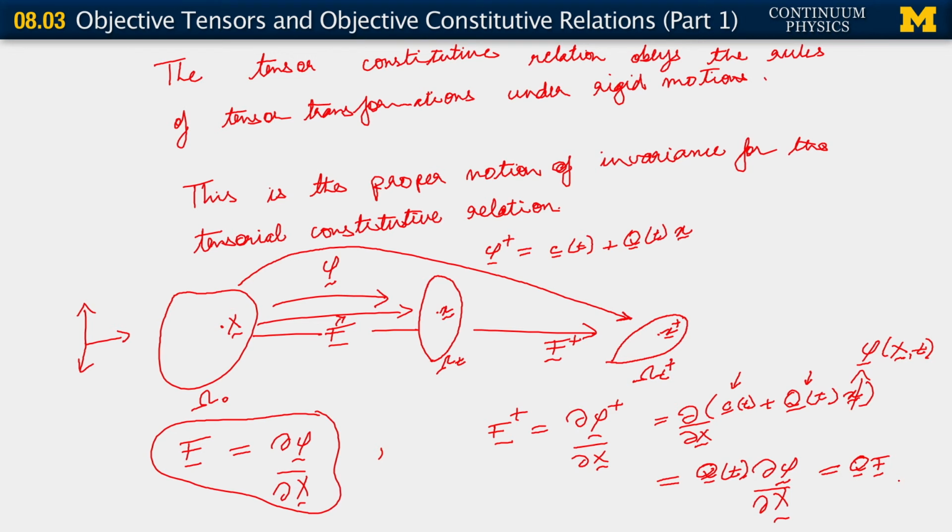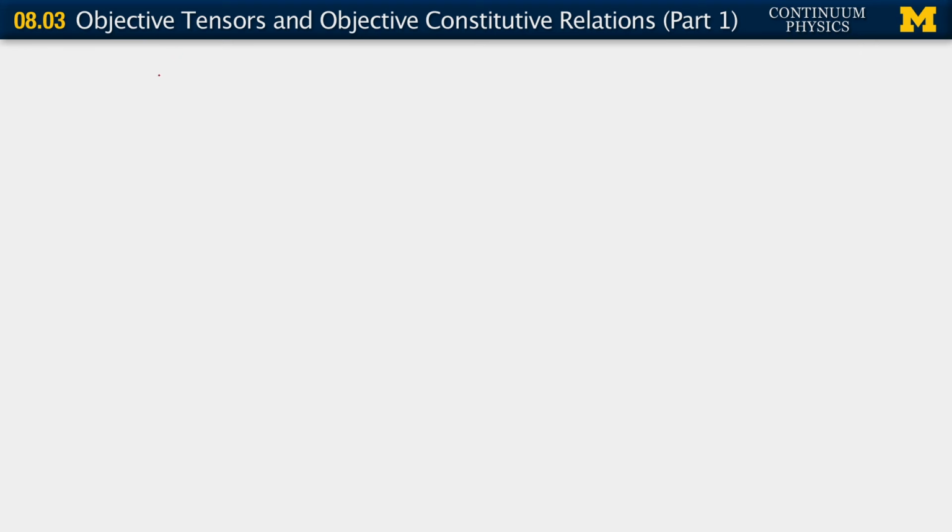So we have F plus for rigid motions is QF. Observe that it is not Q F Q transpose, which is the way objective tensors transform. So this is the proper transformation for the deformation gradient. But what this also means is that F is not an objective tensor.